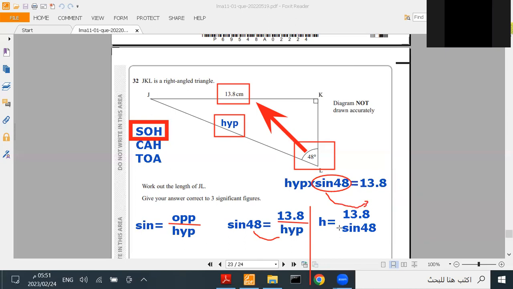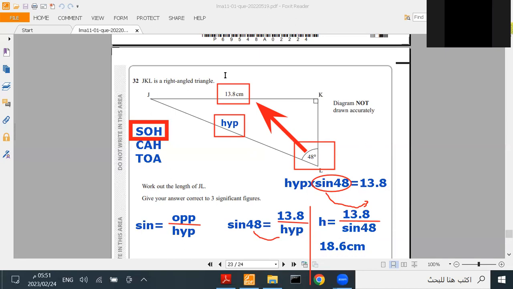Now that I know what h equals, I can use a calculator to find the answer. H, or the height, equals what? The fraction: 13.8 on top, and down I write sine of 48. And the answer will be 18.56, and they need it in 3 significant figures, so 18.6, because it's 18.56, to get 18.6 centimeters. And this is how you answer a question like this.